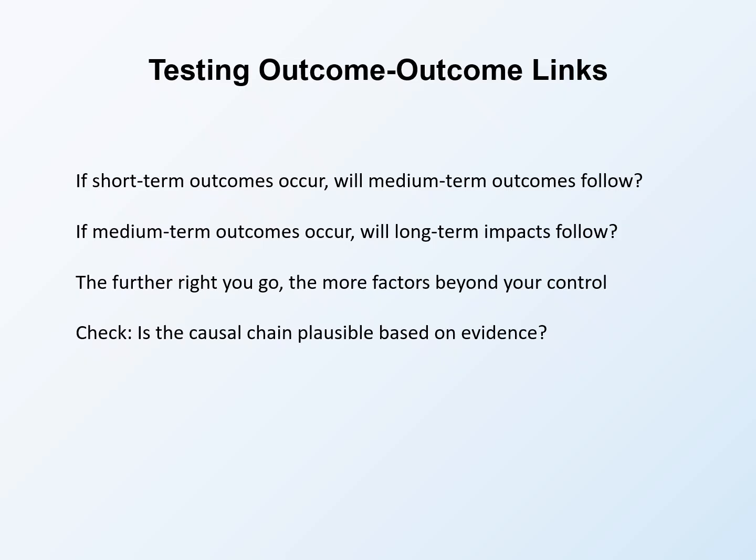If medium-term outcomes occur, will long-term impacts follow? If people change behavior, will health improve? This link is often strong in science. We know diet and exercise affect diabetes risk, but other factors also influence long-term health. Notice that the further right you go in the model, the more factors beyond your program's control influence outcomes.